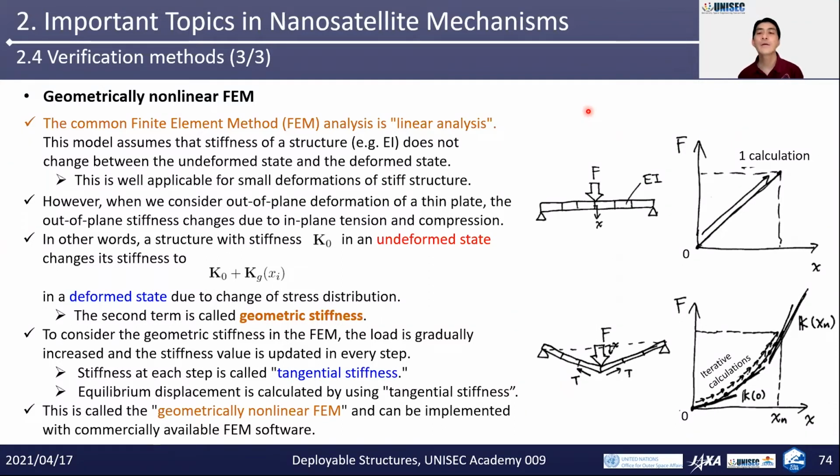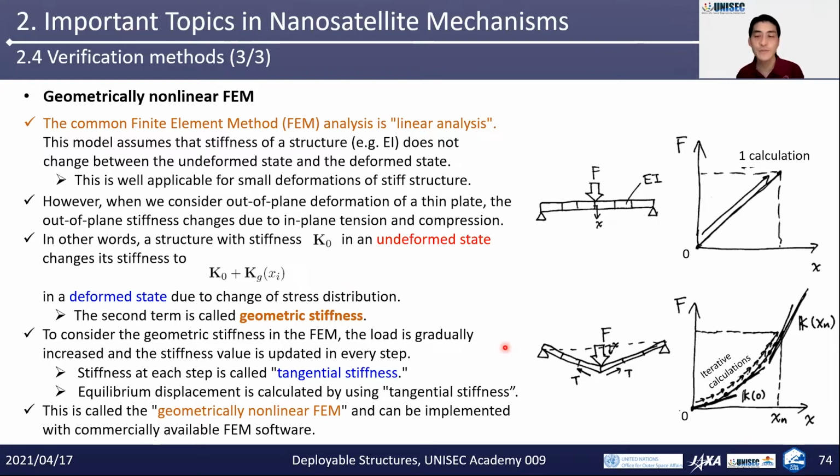However, when we consider out-of-plane deformation of thin plates, for example, the out-of-plane stiffness changes due to in-plane tension and compression forces. In other words, a structure with stiffness K sub 0 in the undeformed state changes its stiffness to K sub 0 plus K sub G in the deformed state due to the change of stress distribution. The second term is called geometric stiffness.